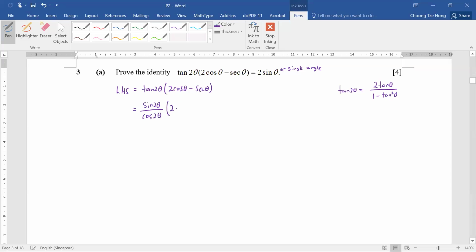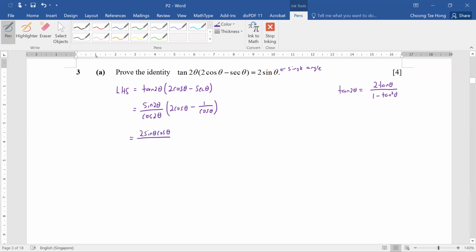Over here, we have a 2 cosine theta. And then we should think about secant theta. Can we convert it also to be in terms of sine theta or cosine theta? You should be quite familiar that secant theta we can write as 1 over cosine theta. At this point, remember we need to get a single angle on the right side. So now we can consider using the double angle formula for sine 2 theta. Sine 2 theta is 2 sine theta cosine theta.